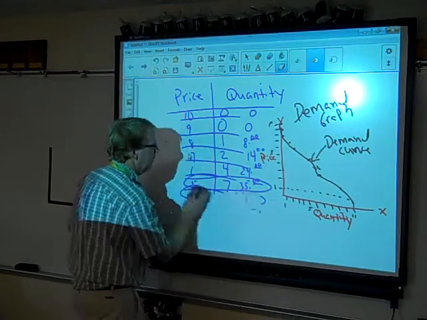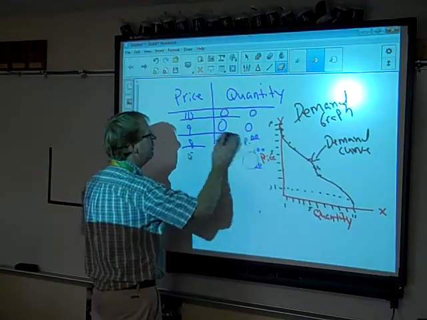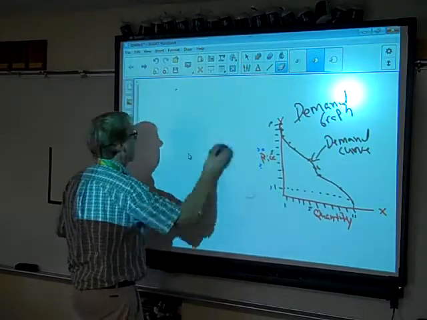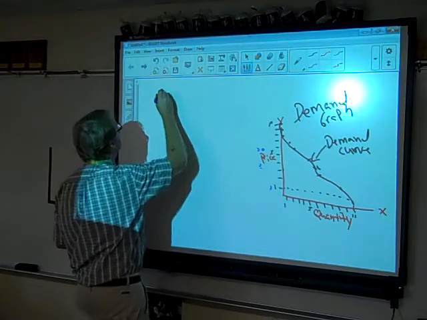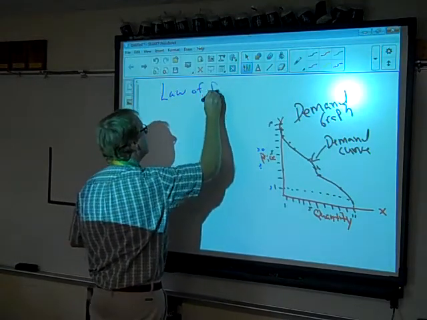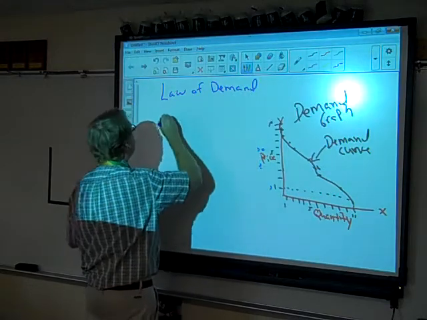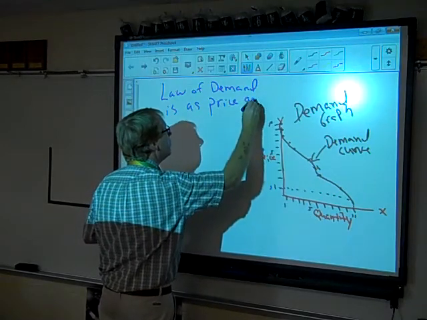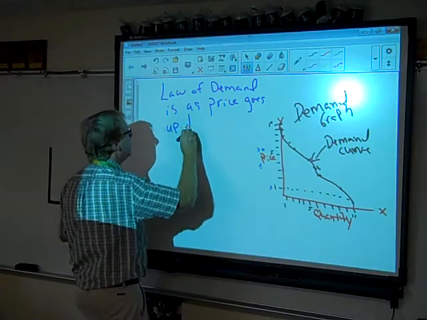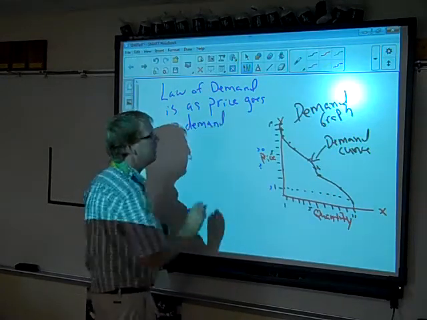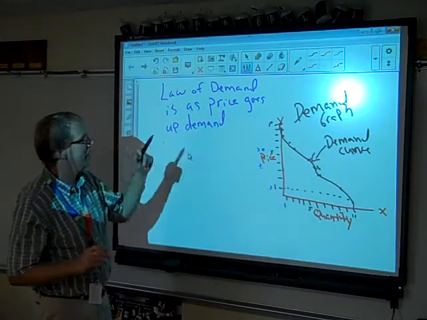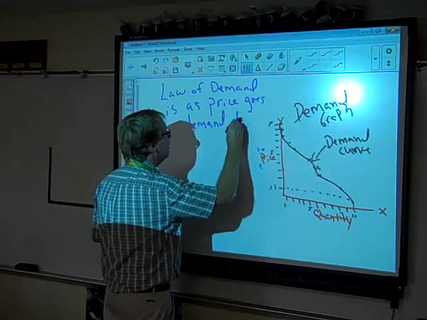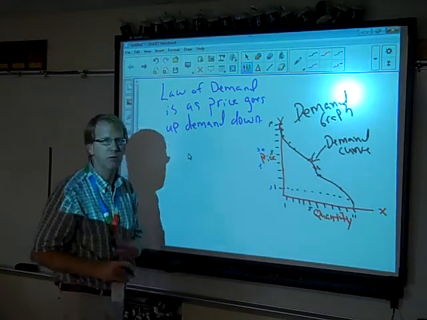Let me erase this real quick. This is the last thing you need to know today. Okay, the law of demand says this. Let me write this up here. Law of demand is as price goes up, demand goes which way, do you think? Try to answer that question real quick. As price goes up, demand goes which way, up or down? Well, of course, you know when the price goes up, demand goes down. Nobody wants to buy more of a product when it's more expensive.